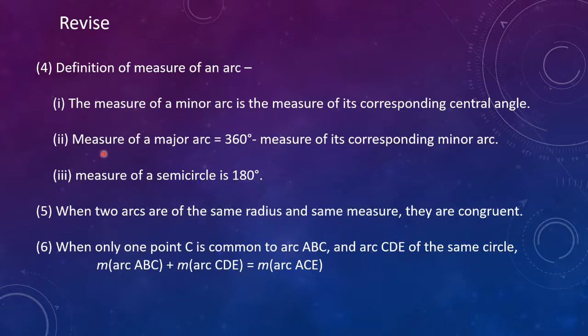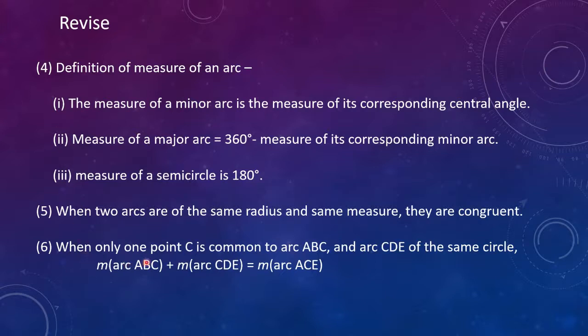That means the measure of the central angle is the same as the measure of its corresponding minor arc. To find the measure of the major arc, the formula we use is 360 degrees minus the measure of its corresponding minor arc. So if you know the measure of the minor arc, you do 360 minus the measure of the minor arc to find the measure of the major arc. Next, the measure of a semicircle is 180 degrees. The fifth point: when two arcs have the same radius and the same measure, they are congruent. So for two arcs to be congruent, they should have the same measure and the same radius.